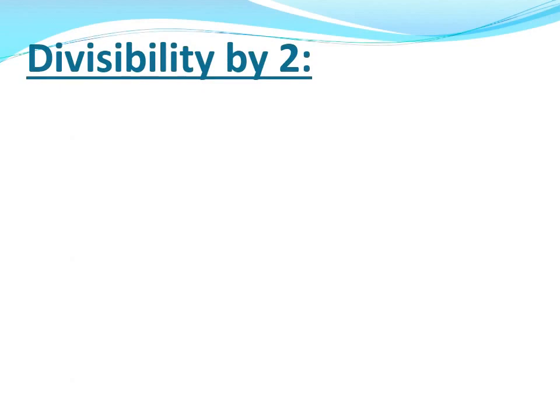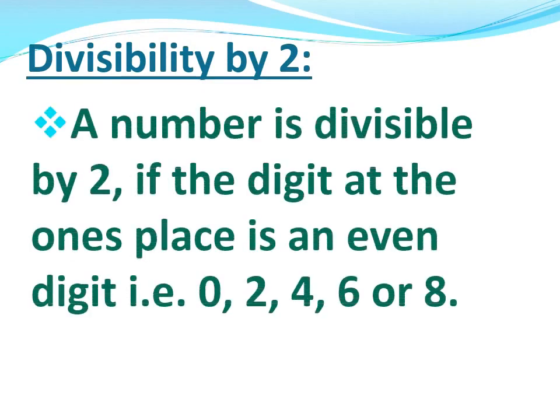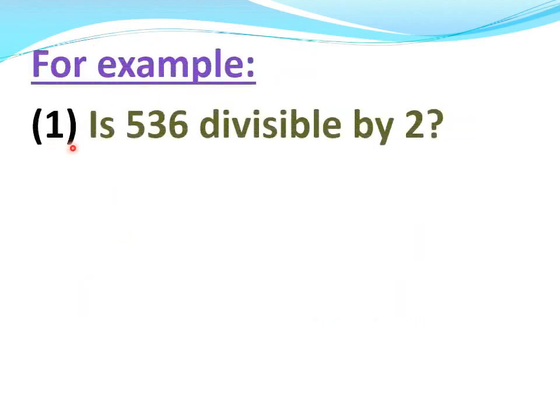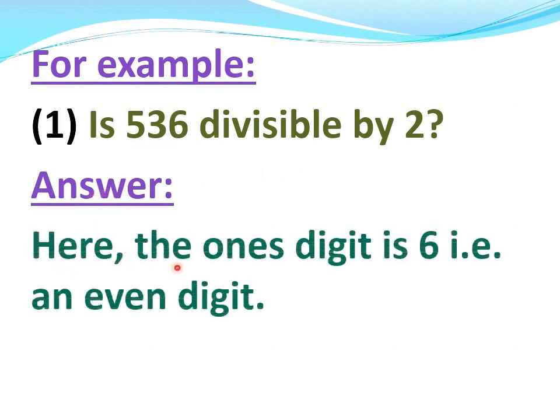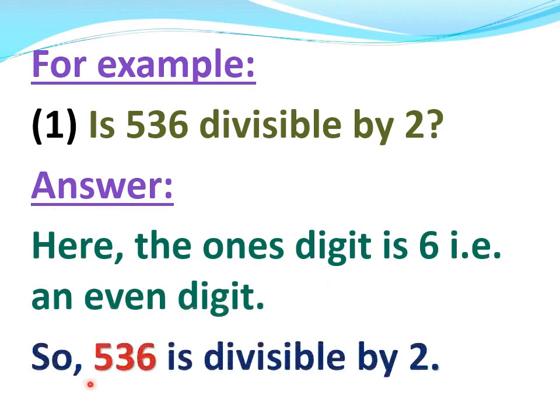Now I will explain you divisibility. First, divisibility by 2. A number is divisible by 2 if the digit at the ones place is an even digit, that is 0, 2, 4, 6 or 8. For example, question number 1: is 536 divisible by 2? Answer. Here the ones digit is 6, that is an even digit. So 536 is divisible by 2.